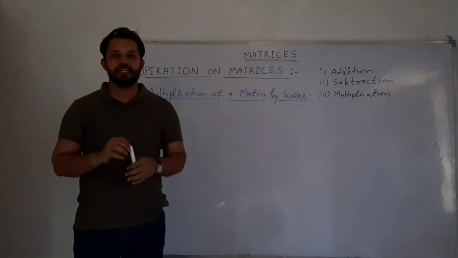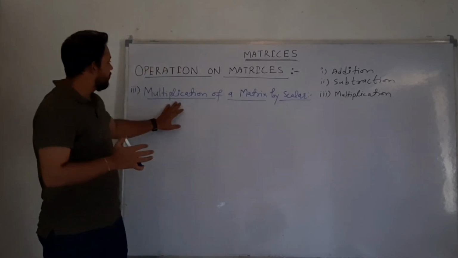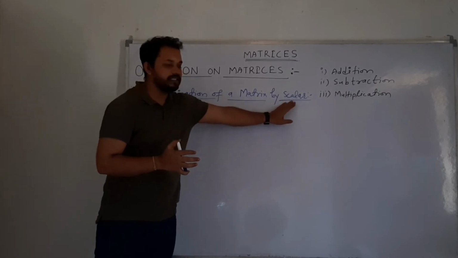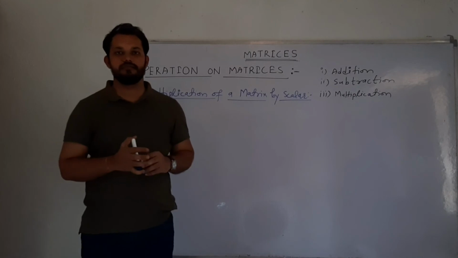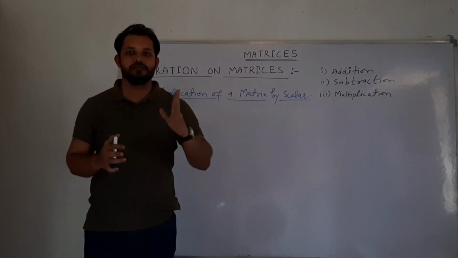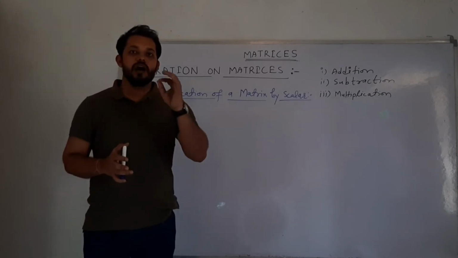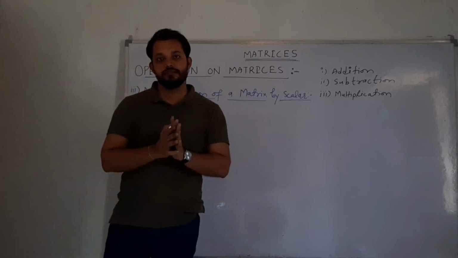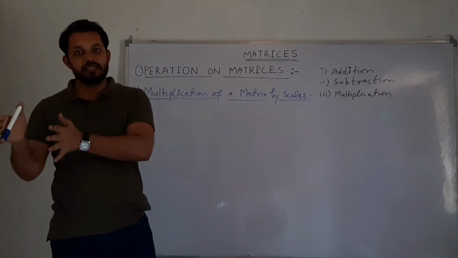Now we will see the next operation on matrices, that is multiplication of a matrix by a scalar. What does scalar mean? Scalar in simple words is a number. So we are going to learn how to multiply a matrix with a number. That is called multiplication of a matrix by a scalar.